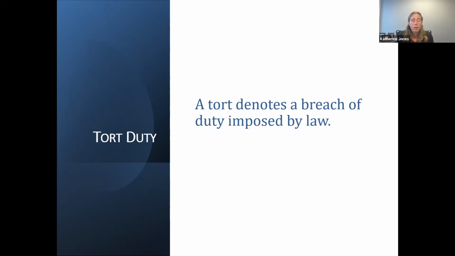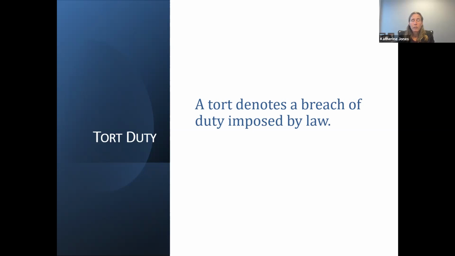So let's talk a little bit about negligence, which is where the scope of this presentation is going to focus. In order to have a negligence cause of action against another entity, you need to have four things. You need to have a duty to that person or entity. You need to have a breach of that duty. There needs to be proximate cause, which I'm going to talk about in a minute, and there need to be damages.